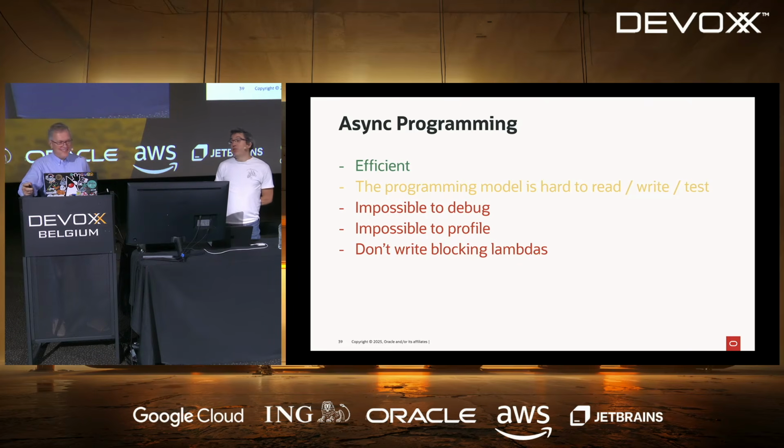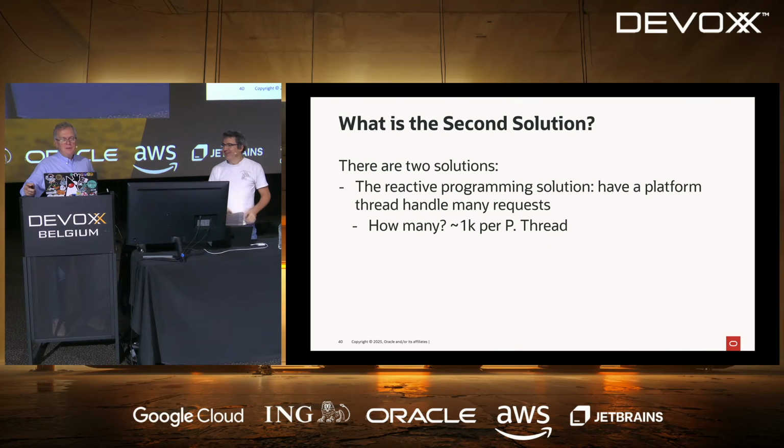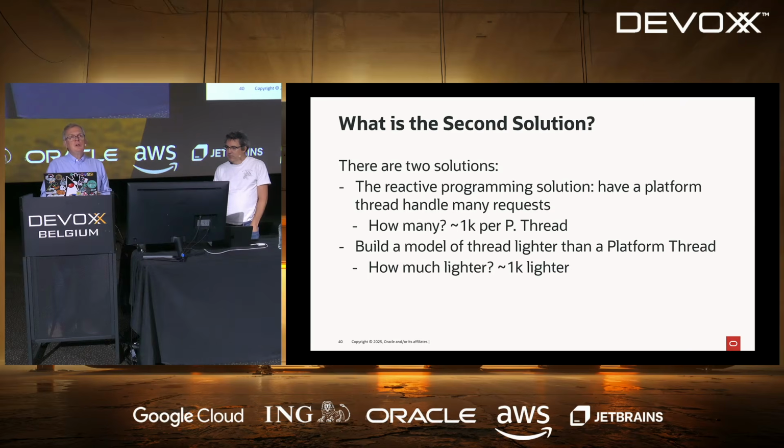What I'm saying is when you are in this scenario, it's really hard because technically you have not changed your code. But now you have an issue. But fortunately, there is a second solution. So the first solution was to say, okay, platform threads are heavyweight. They eat up a lot of resources. So we need to send them a minimum of 1,000 requests, 1,000 lambdas per platform thread. But there is actually a second solution, which is to build another model for threads, which is much lighter than the current model of platform threads.